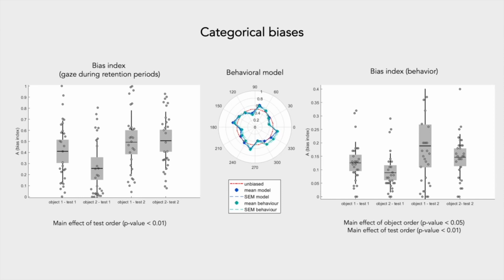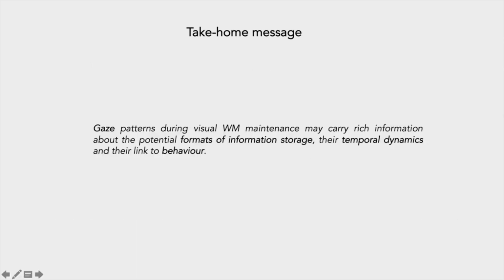However, the eye data additionally indicate again a special status of the just seen item. Its orientation was less biased in the eyes during the first delay, and this effect was also reflected in behavior. So, the preliminary results do indicate a relation between gaze and behavior, which is, however, imperfect and requires further investigation. In summary, our first results indicate that gaze patterns may carry rich information that could be instrumental to understand the formats of working memory content, their temporal dynamic, and also their link to behavior.